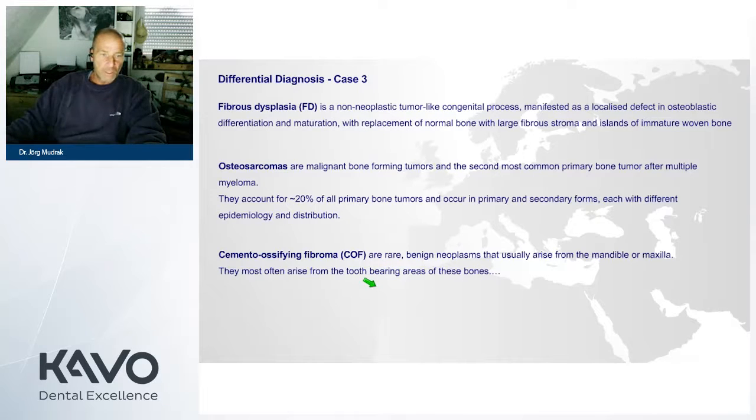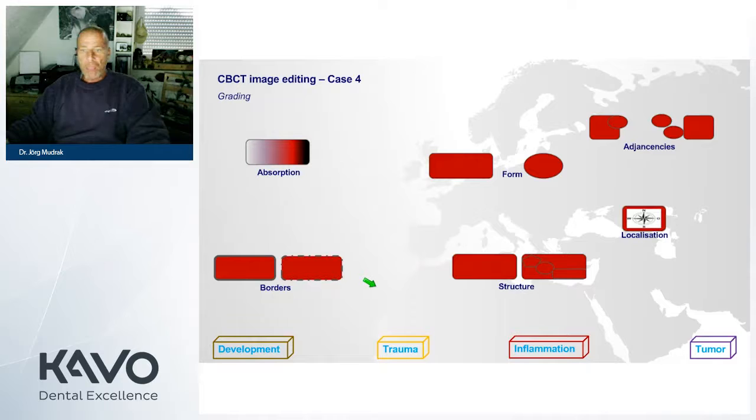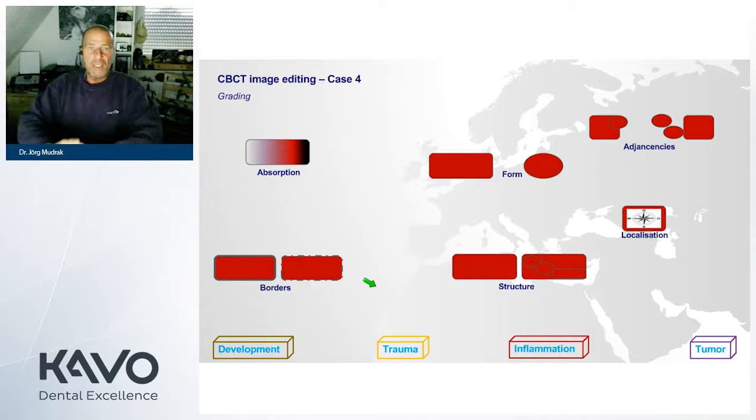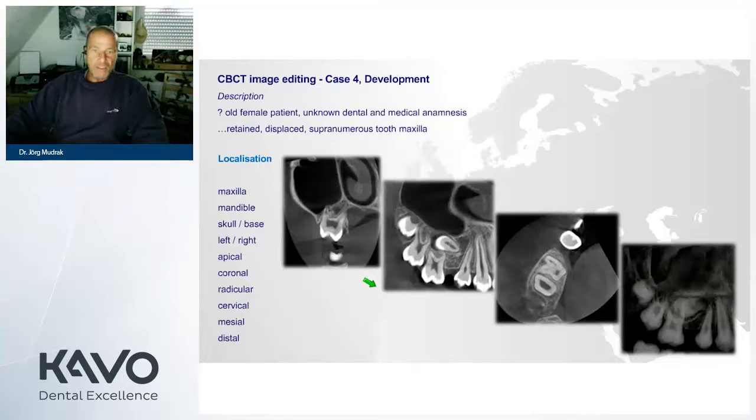All right. So now let's go to something a little bit more special. This is now case number 4. Again, our scheme. And now some information. And this is what we have quite often. We don't know about the age. We see from the clinical point of view that it is a female patient. We have no idea about the dental and medical anamnesis.